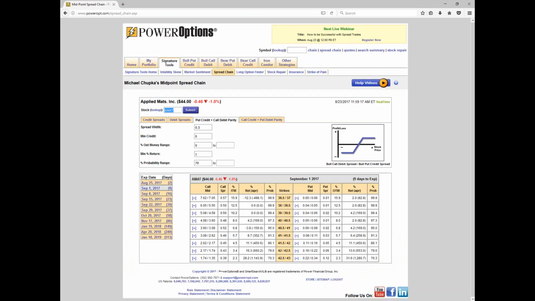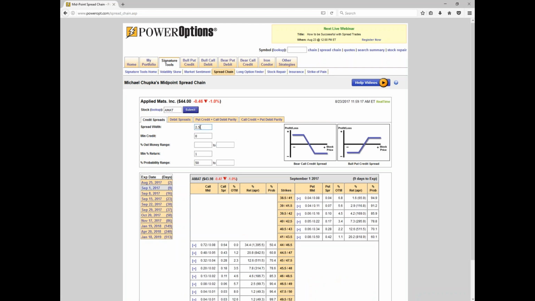All right, so I'm going to navigate over to the Power Options suite of tools real quick. And what I'm looking at here is our midpoint spread chain for Power Options. Now, some of these numbers you might not be able to see very well, but don't worry, I'm going to review that for you in just a moment. What this tool allows me to do is quickly see what credit spreads, debit spreads, or parity trades are available on any expiration cycle for some basic criteria. Now, what am I going to look at for my spread criteria? First, let's take a look at the credit spreads here for AMAT.